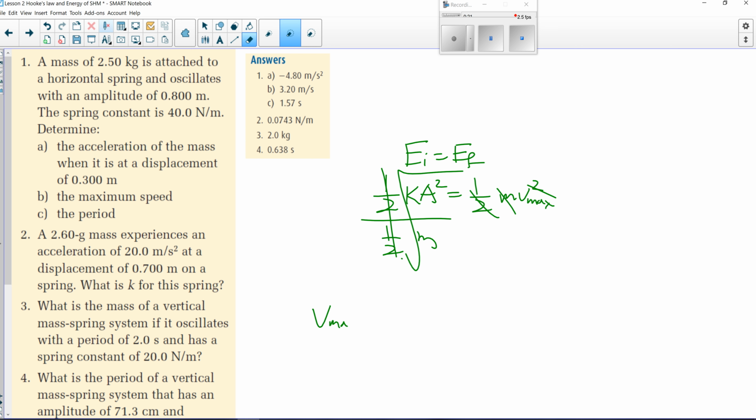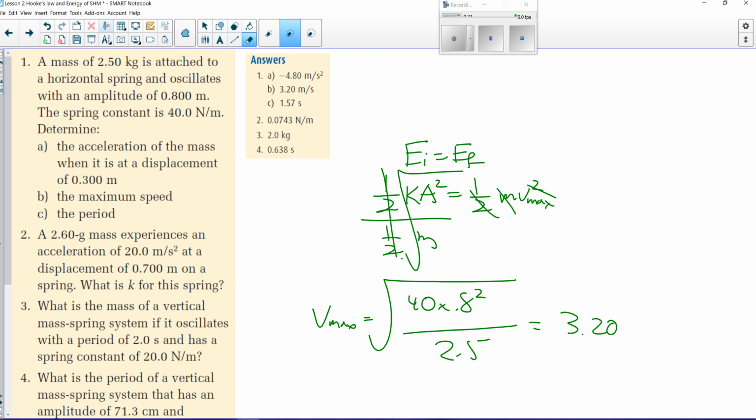So the maximum speed will be the square root of 40 times 0.8 squared divided by m, which was 2.5. The most common mistake I see in conservation of energy problems is people forgetting to square the displacement. They'll always square the speed, they'll always remember that, but they forget to square the displacement. So when we do that, we should end up with 3.20 meters per second as our maximum speed occurring at equilibrium. All right, questions on that one?